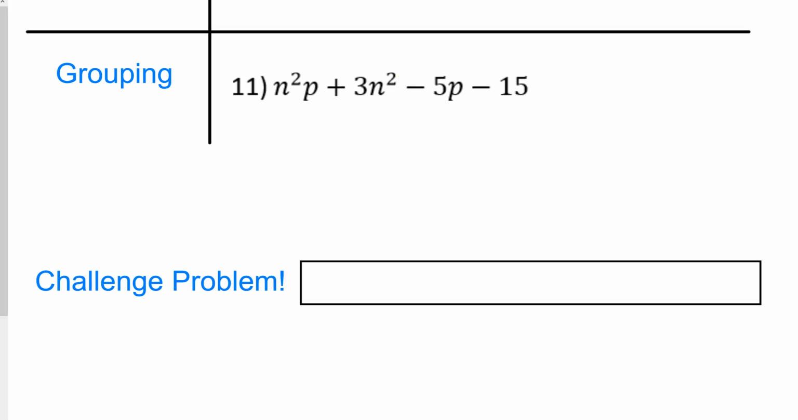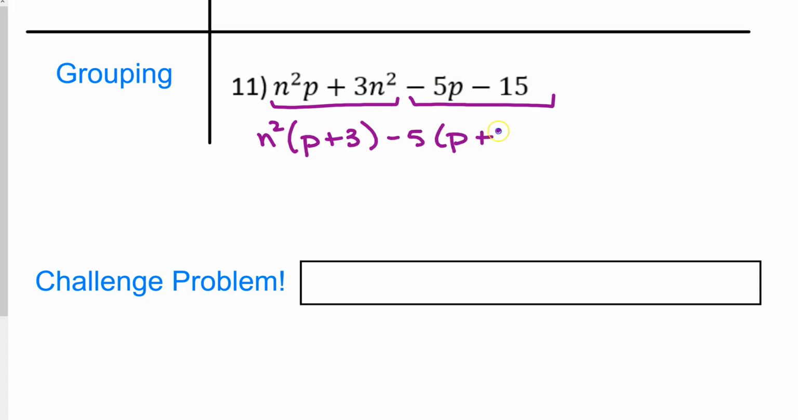So what we're doing in this type of factoring is we're looking at the first 2 terms and pulling out the greatest common factor. So in this case, that would be n squared. So we have n squared times p plus 3. Then we're looking at the last 2 terms, and we're pulling out the greatest common factor, and that would be negative 5. So we have minus 5 times the quantity p plus 3.